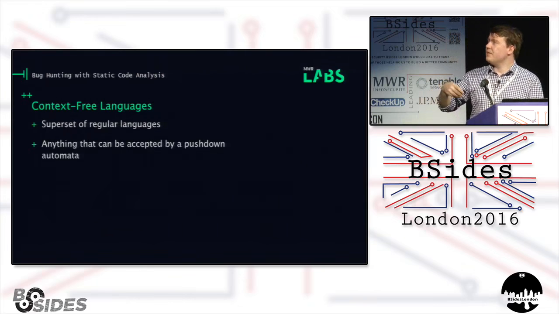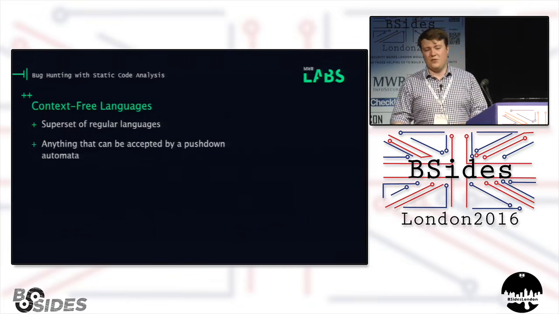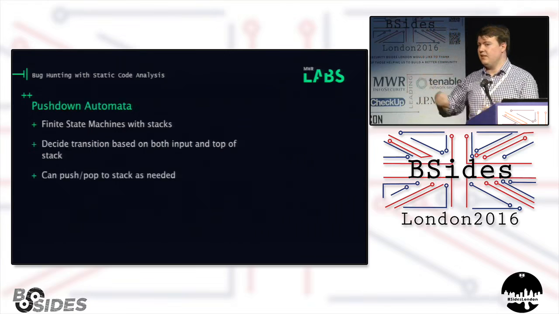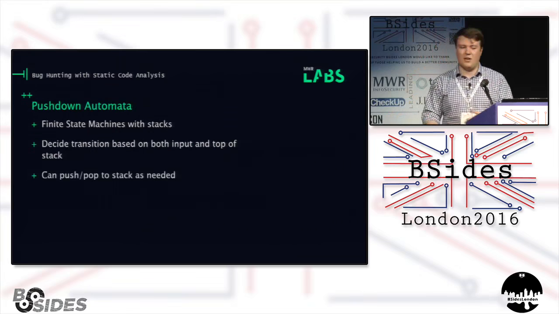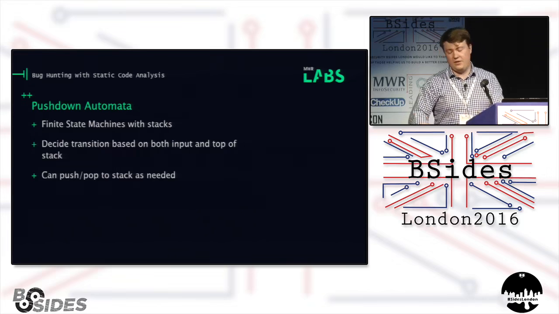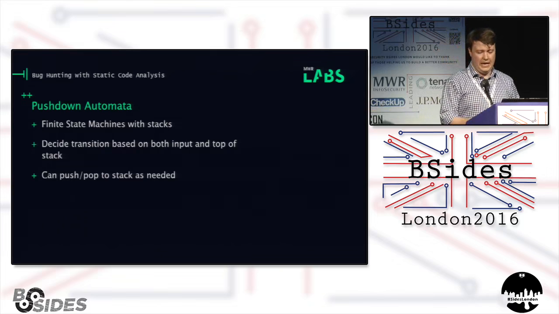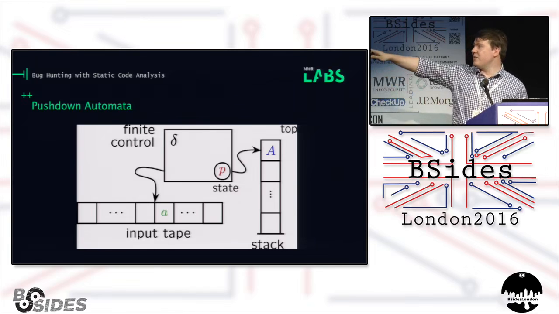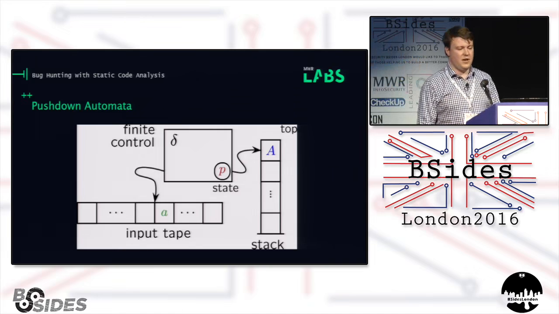So context-free languages are a superset of regular languages, as I said, and they're defined as anything that can be accepted by a push-down automaton, which is a little bit like a finite automaton as we discussed previously, only this time around you have a stack, which means that you can decide your transitions within your state machine both based on the input and also whatever it is that you last pushed onto the stack, and you can push and pop to the stack as you need. Kind of a brief idea of how these work. You're reading in some characters off an input tape, you have a stack. Both of those inputs together decide where you're moving next within your finite state machine.